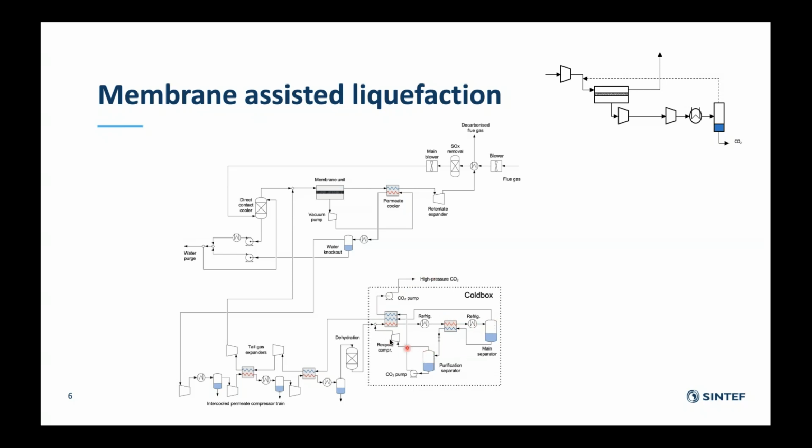The vapor from the second phase is recycled back to before the cooling, while the vapor from the first main separator is heated up, expanded and recycled back to the membrane unit, as you see here. So this is the general layout of the membrane-assisted liquefaction unit.